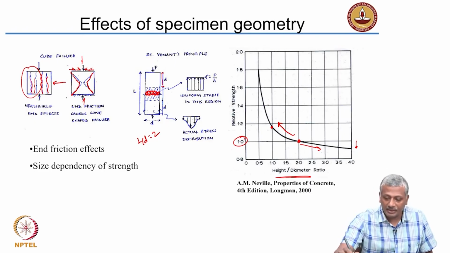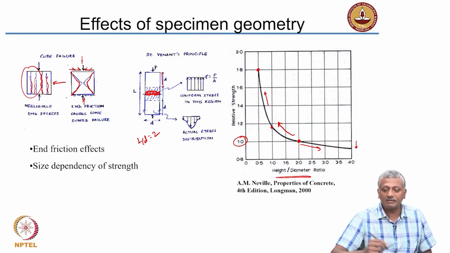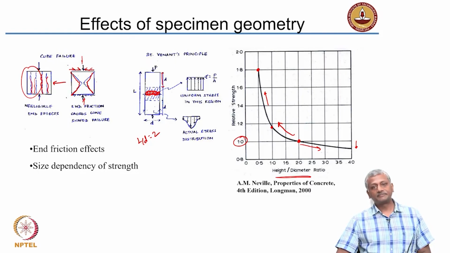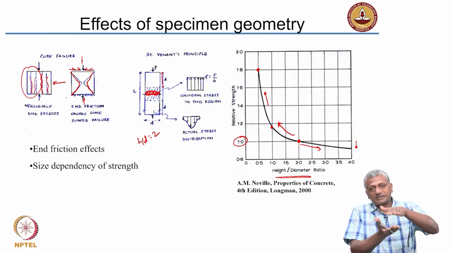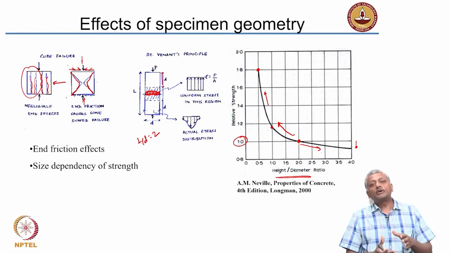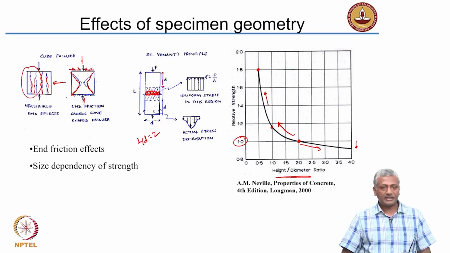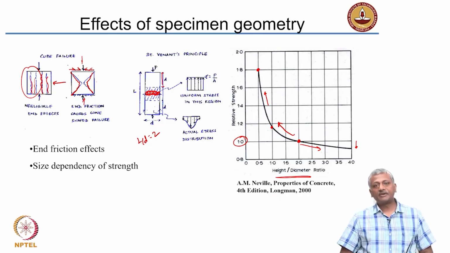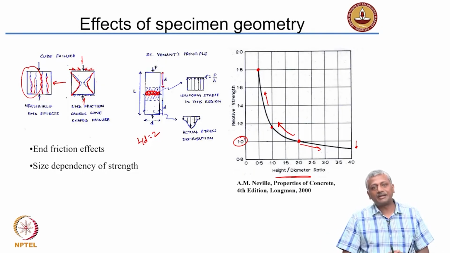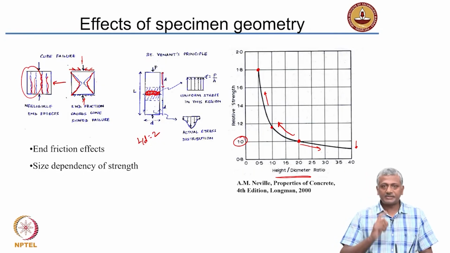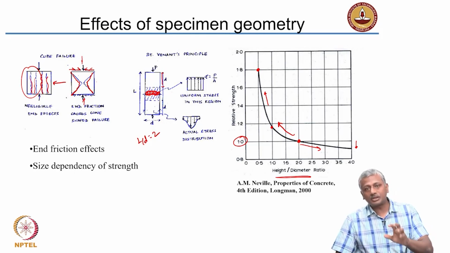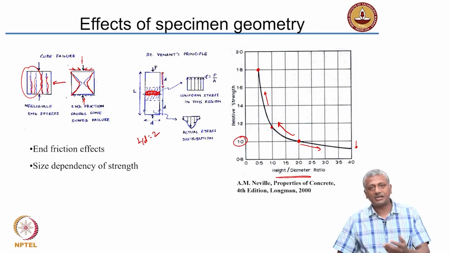Okay. Even beyond that, you are causing significant increase in your relative strength. Okay. As you keep on reducing the height to diameter ratio, your relative strength is going up, and that is because of this aspect of Saint-Venant's principle. The end friction effects are going to be felt throughout the specimen when your L by D ratio starts getting reduced beyond 2. Okay. So, please remember, this is the reason why strength is not considered to be a material property, because it depends on so many test related factors.